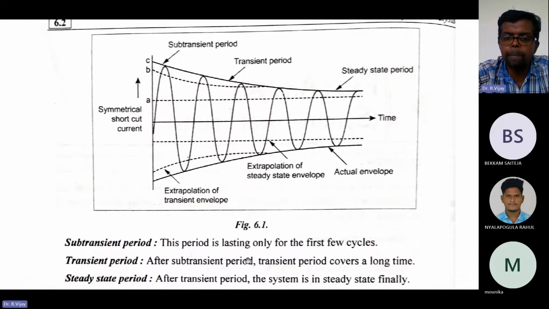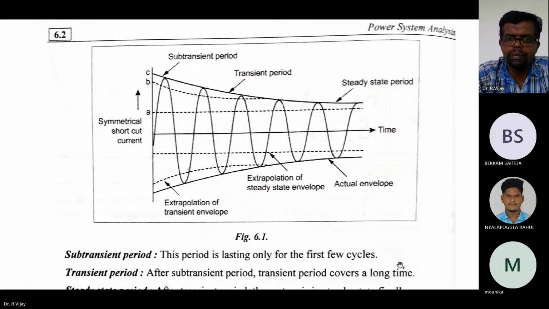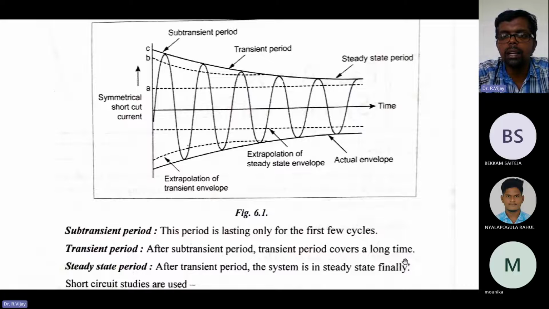Now, after the sub-transient period, the transient period covers some long time. Say, for example, sudden lightning is happening. After this sub-transient period, this may come. The lightning may occur for some time. Okay, it is also some microseconds, but that microsecond also matters. It will last for some period. So after the sub-transient period, the transient period covers some long time. Next is the steady state period.